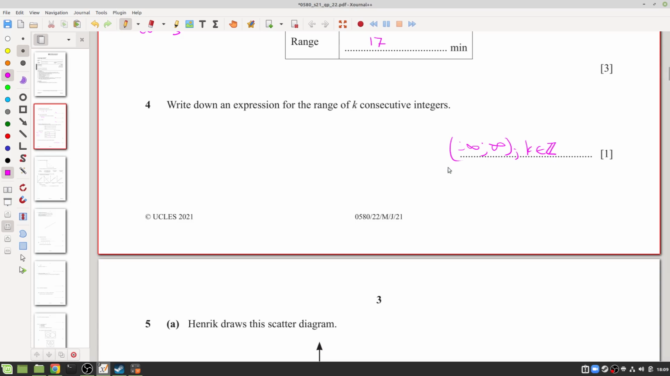Pretty sure, I'm not sure if they want this though. So this is actually just saying k is all integers. I'm not sure about this one. I don't think that's what they want. Let's think about this. For the range of k consecutive integers.